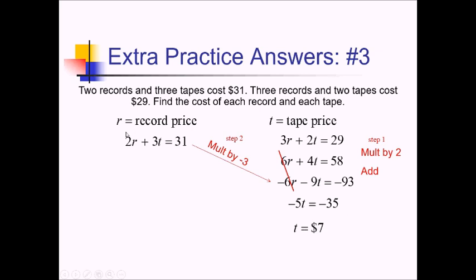So we've got 7 getting plugged in for this T over here. So we can write 2R plus 3 times 7 equals 31. 3 times 7 is 21. Subtract that from both sides, you've got 10 on the right side. So that means 2 records gives you a price of $10. So dividing by 2, we have 1 record costing us $5.